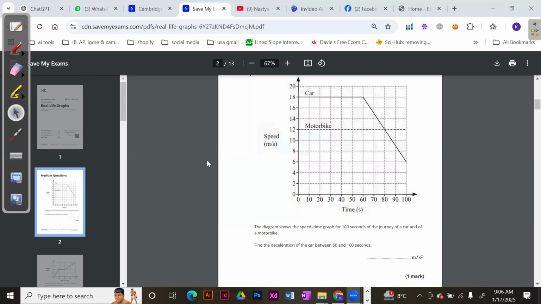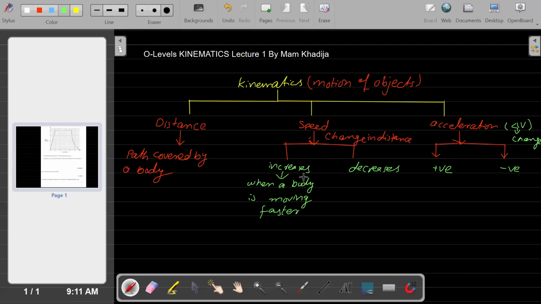Now we know that speed sometimes increases and sometimes it decreases. Same way, acceleration is sometimes positive. Speed increases when a body is moving faster, and speed decreases when the body is slowing down, isn't it, Fatma? Yes, miss. When our body slows down, then we say that our speed is decreasing.